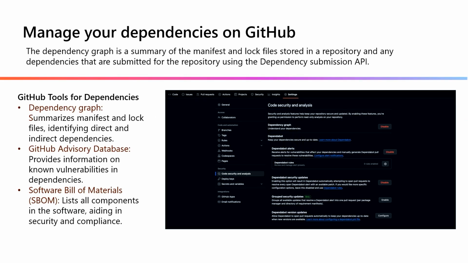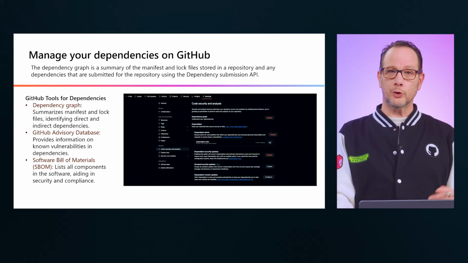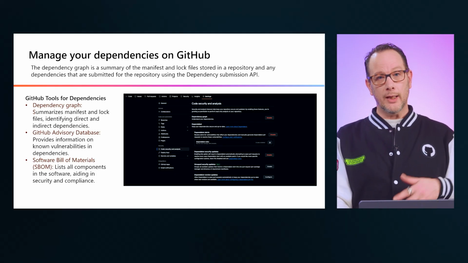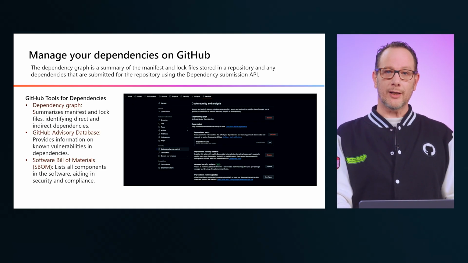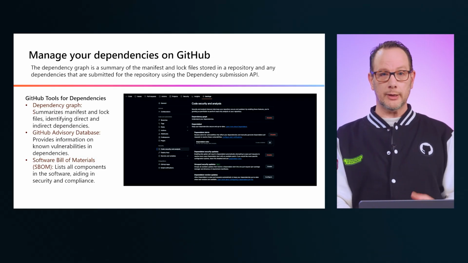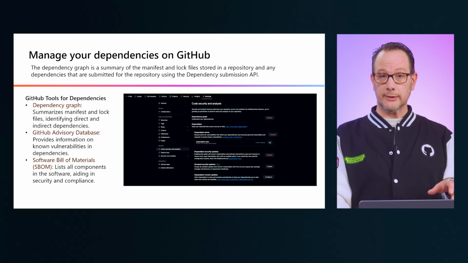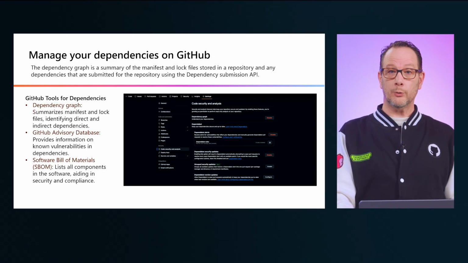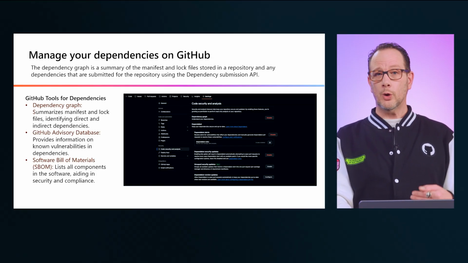Managing dependencies on GitHub is all about keeping your software safe, up to date, and easy to maintain. GitHub offers several powerful tools to help with this: the dependency graph, the GitHub Advisory Database, and the software bill of materials, also called SBOMs. The dependency graph acts like a map of your project's building blocks, summarizing all the packages your code relies on, both directly and indirectly. This map is automatically generated for public repositories and can be enabled for your private ones, giving you a clear view of what's under the hood.